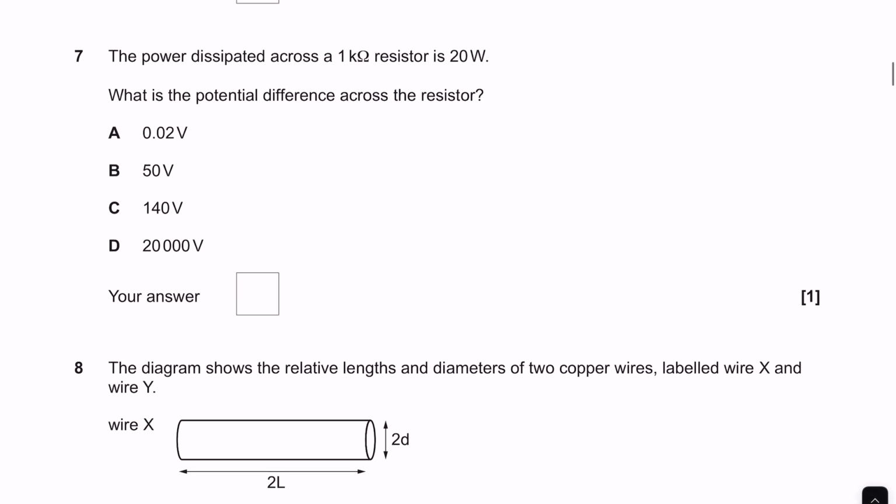Question number 7. The power dissipated across a 1 kilo ohm resistor is 20 watts, and what is the potential difference across the resistor? So that's really easy again. P equals V squared over R, so if you just rearrange it, V will be the square root of 20 times 1,000, which will give us C as the answer.